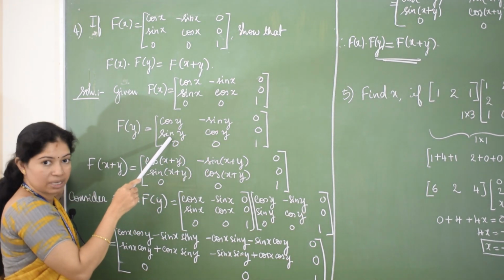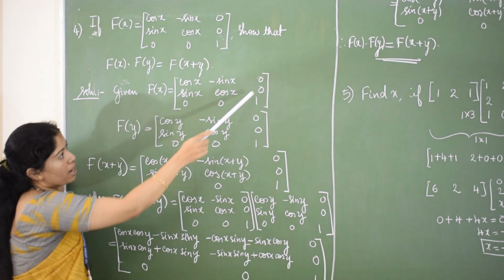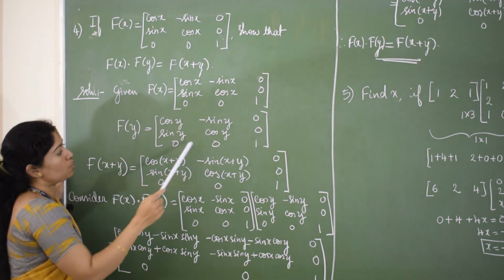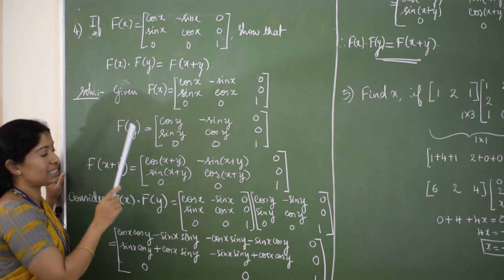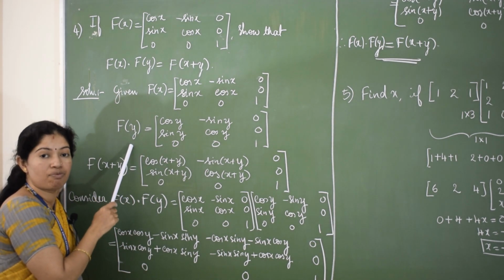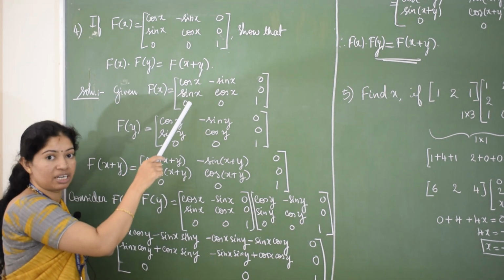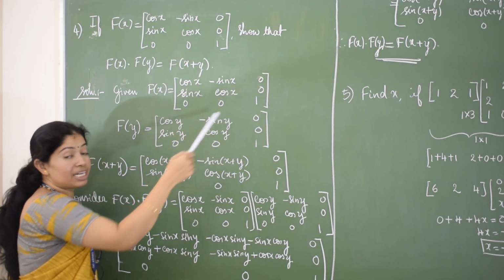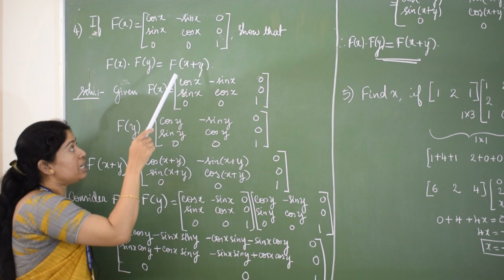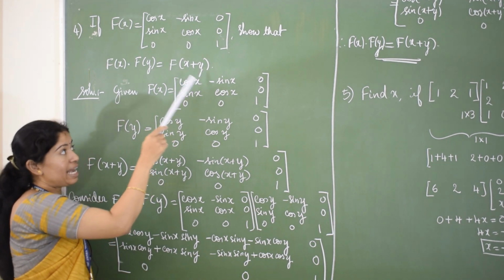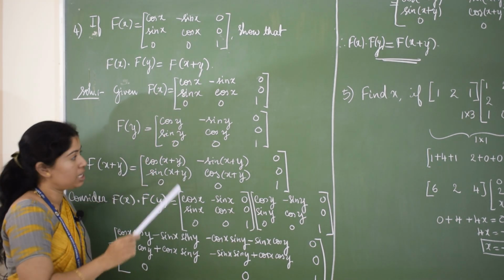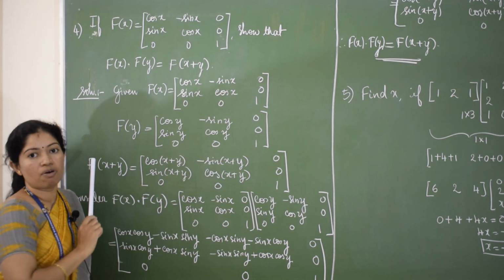Next, sin x will become sin y, cos y, 0, and the third row as it is. So this is f of y. To find f of y, what did we do? We replaced x in the given trigonometric functions. The entries are trigonometric functions. In the given trigonometric functions, we replaced x by y. Like that we got f of y.